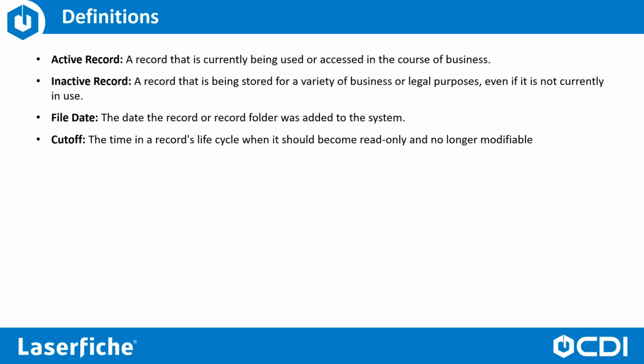Cutoff is the time in a record's life cycle when it should become read-only and no longer modifiable. I call the cutoff the date the document is no longer live or a living, breathing document. I know that's a weird way to say it, but if it's a document that you can add sticky notes to and somebody may need to go in and look at, and they may need to maybe add a page to it later, that's a document that's still in flux. That's a document that's still being used. Once we're ready to start the retention, the cutoff is what does that. The cutoff is when the document basically says, I am now starting my retention period.